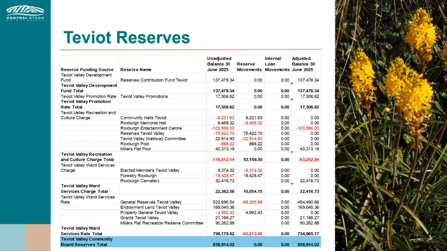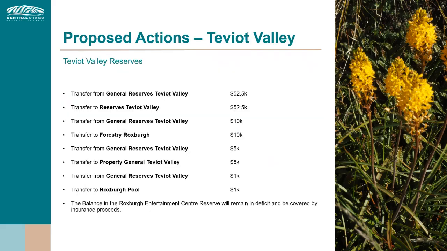You've got a small amount, just like Teviot Valley. So if you can go back one page, this is what we're proposing. So we're going to take out of the general reserves Teviot Valley 52,000. These are rounded, by the way. And we're going to transfer that to reserves Teviot Valley. So that starts to eliminate that. We're going to transfer from the general reserves Teviot Valley 10K and put that into forestry. Transfer from general reserves Teviot Valley 5K and transfer that to property general Teviot Valley. And then transfer from general reserves Teviot Valley to Roxburgh.